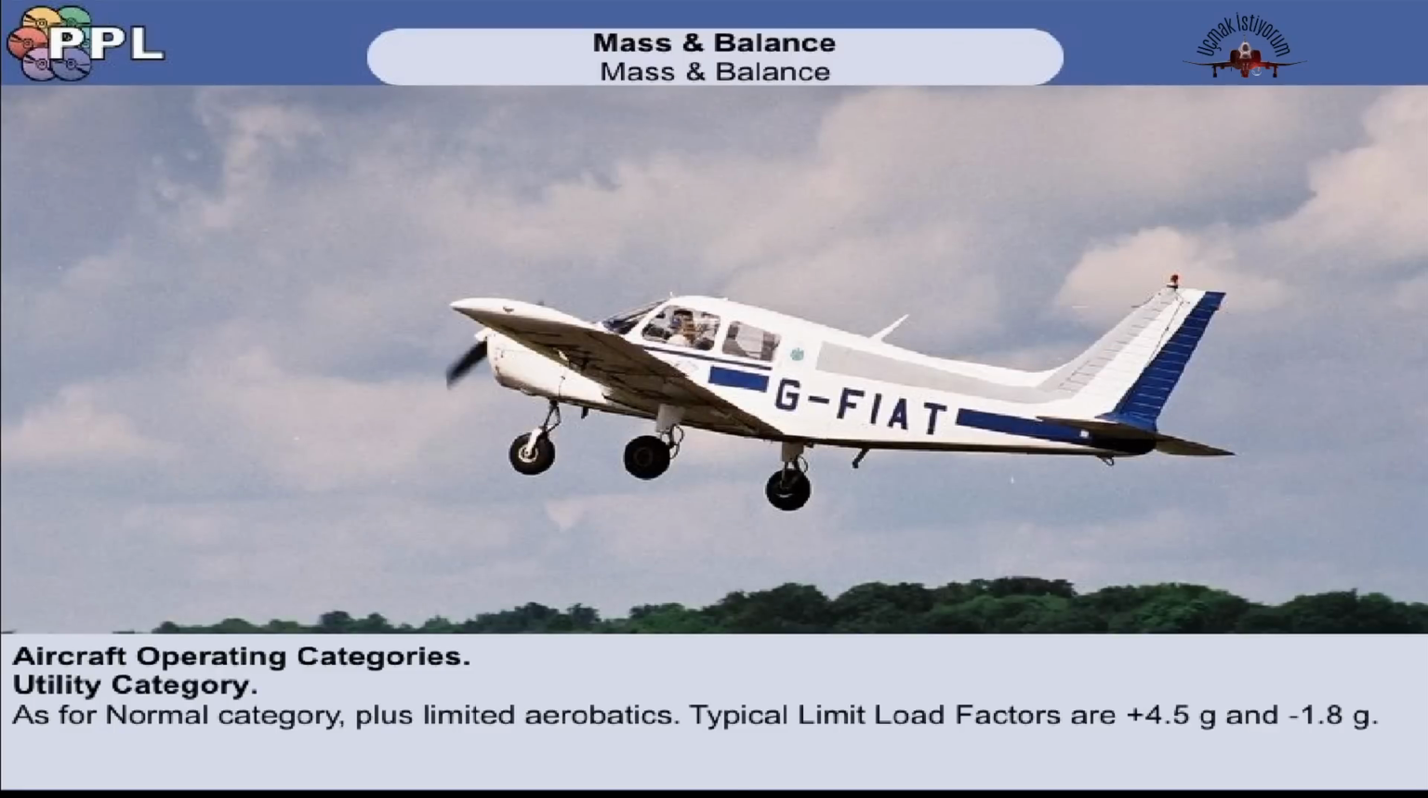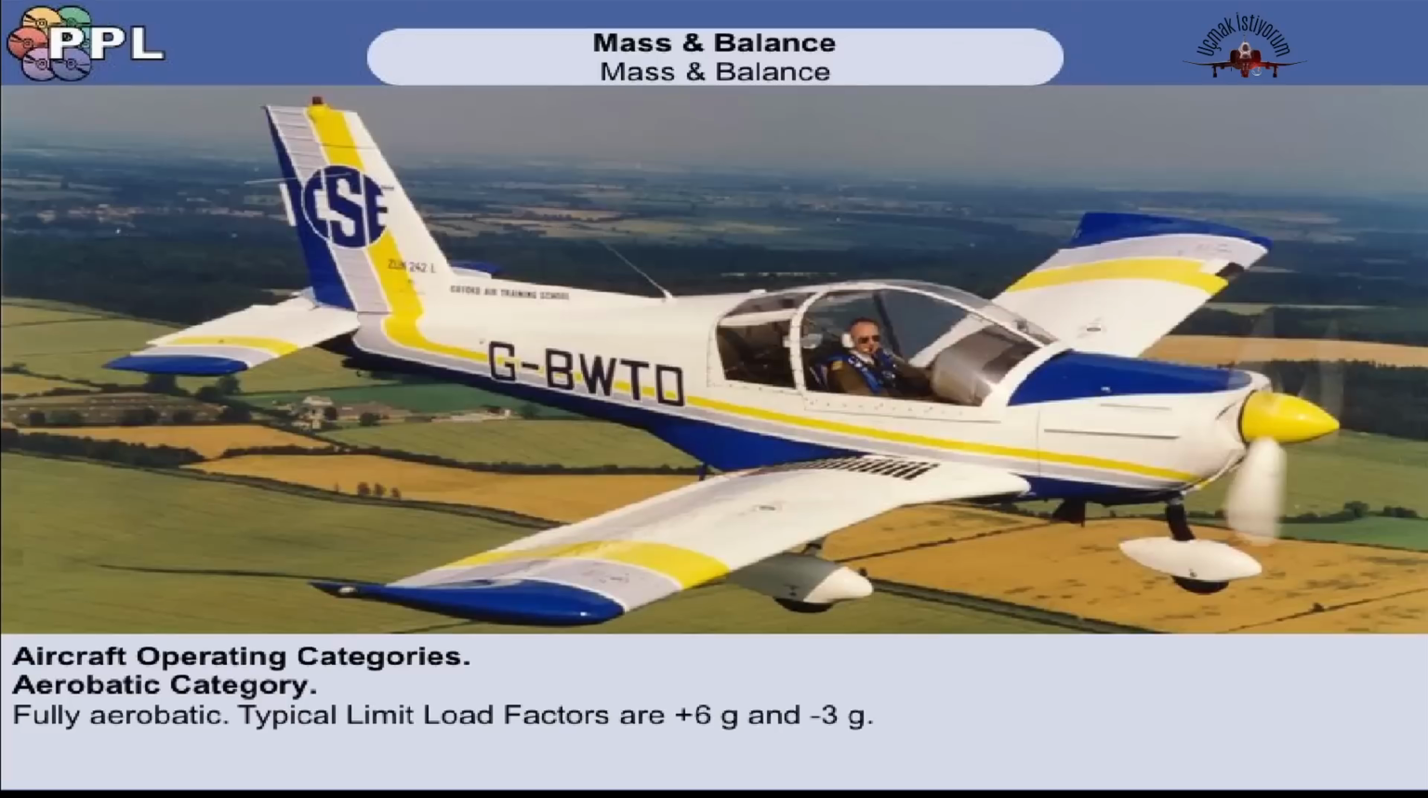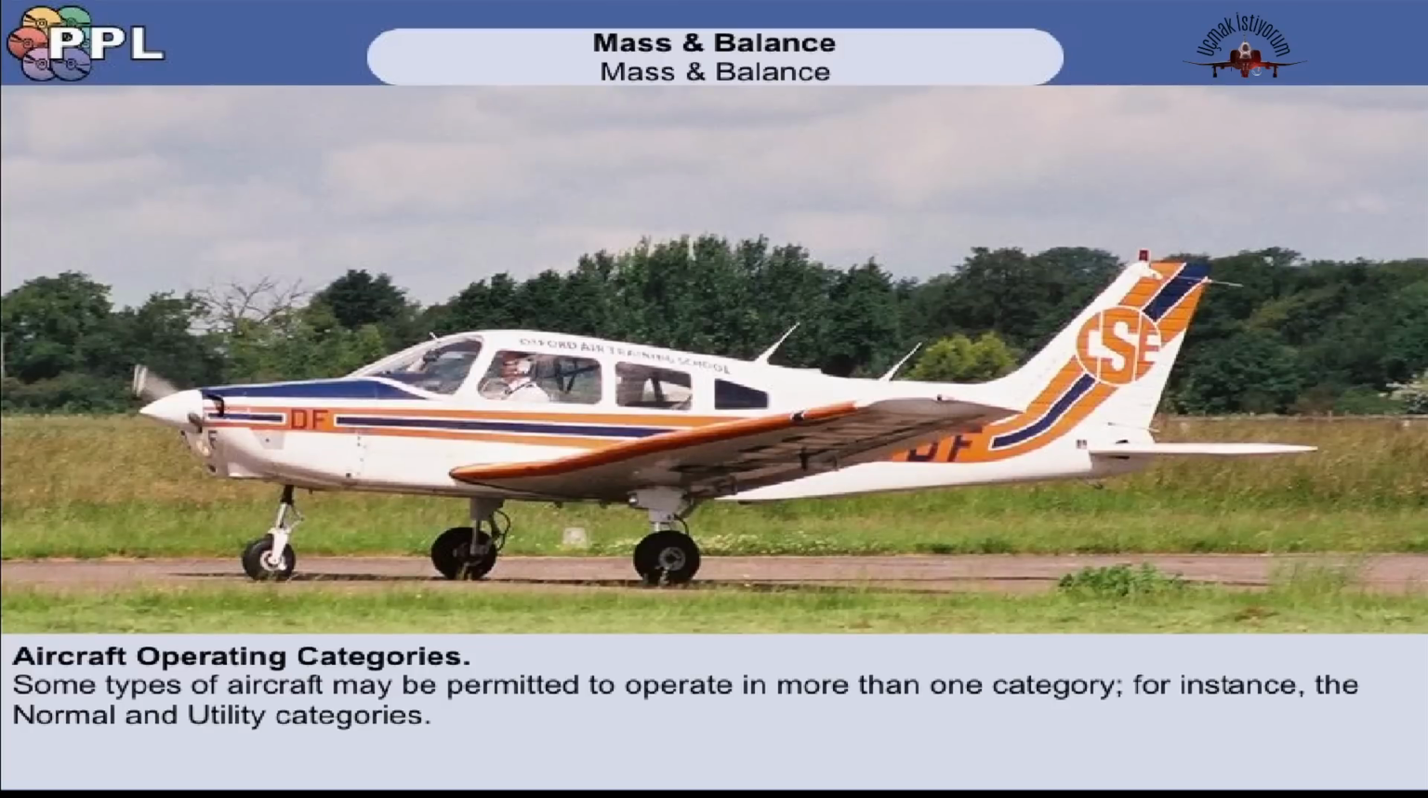Utility category. As for normal category, plus limited aerobatics. Typical limit load factors are plus 4.5 G and minus 1.8 G. Aerobatic category. Fully aerobatic. Typical limit load factors are plus 6 G and minus 3 G. Some types of aircraft may be allowed to operate in more than one category. For instance, the normal and the utility category.